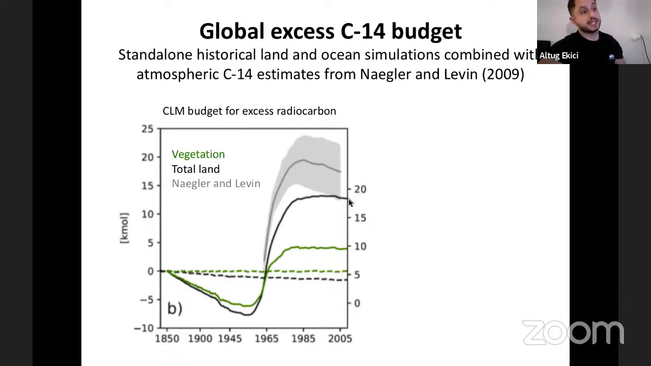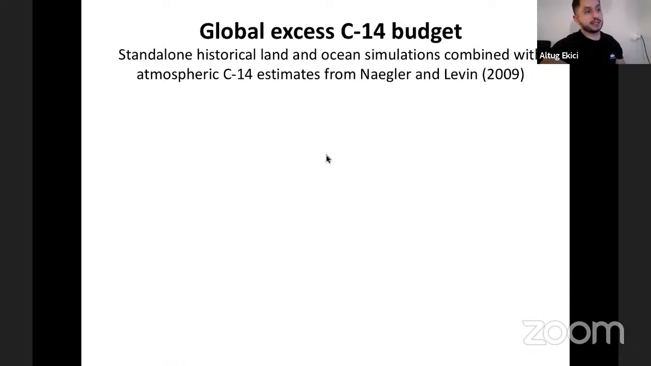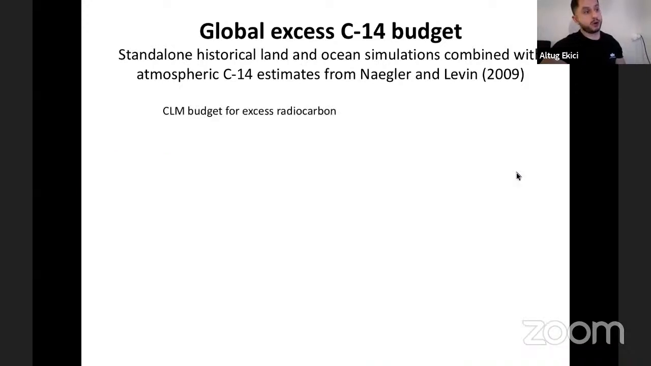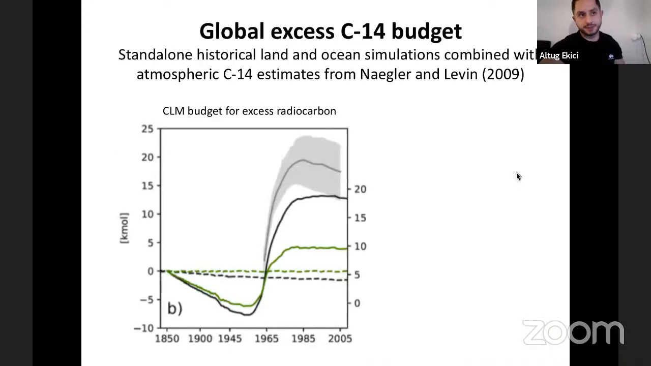So here we can see that the difference between the total land and the observational base is more or less 8 to 10 kilomole of difference. And this explains the difference we see here with our total estimate versus the observation. We do have 8 to 10 kilomole differences. So we can say this is probably the lower NPP of CLM that is lacking the radiocarbon uptake.